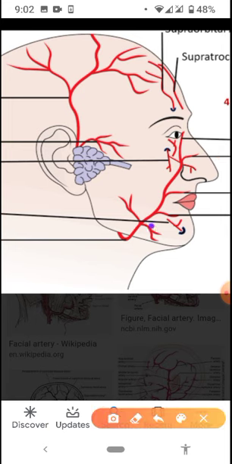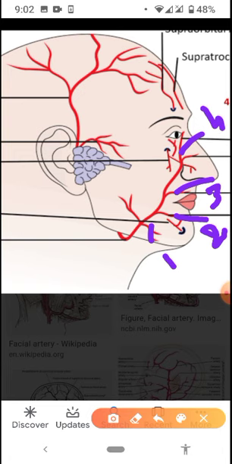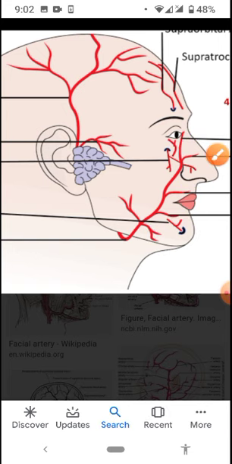The facial artery has four branches: one and two, and this one is three, and this one is four. Okay, so the four branches of the facial artery are supplying the face, the whole face. You can see the whole face. So four branches of the facial artery are enough for supplying the face.